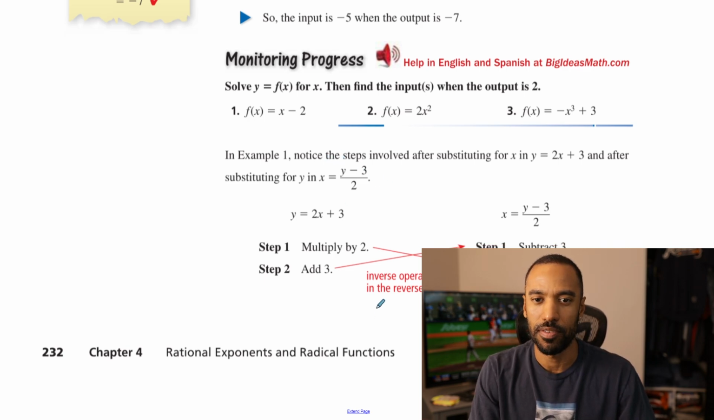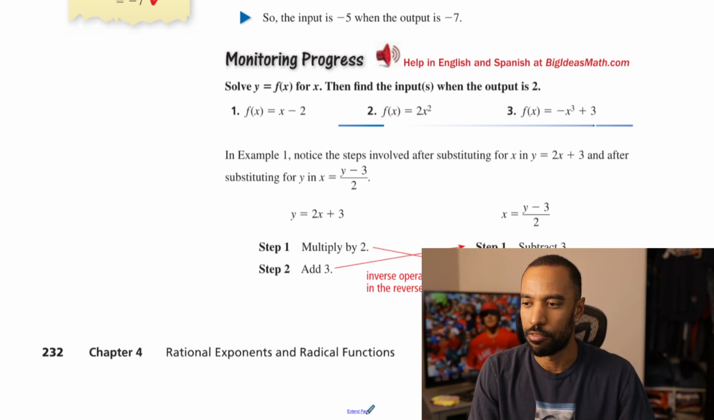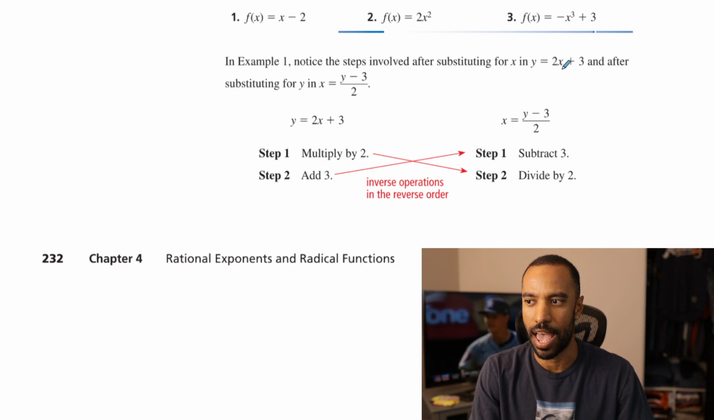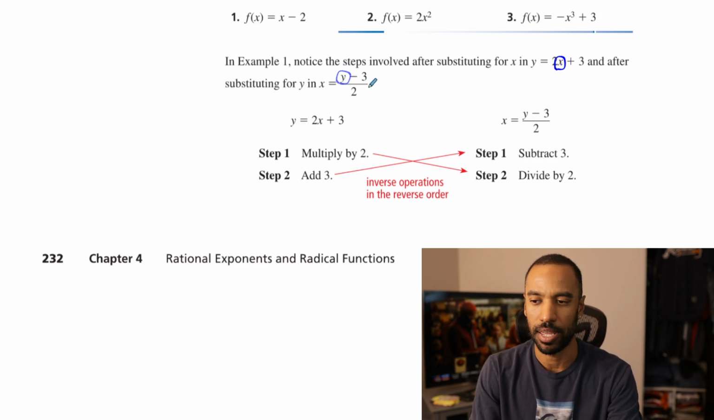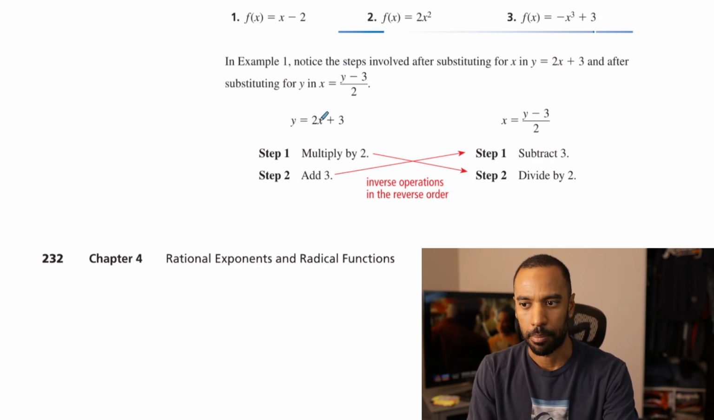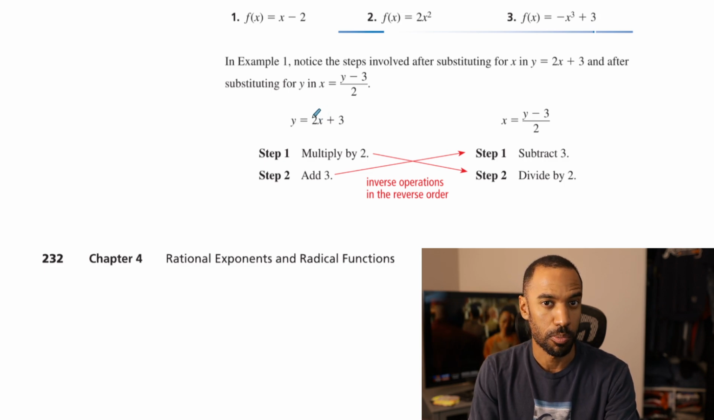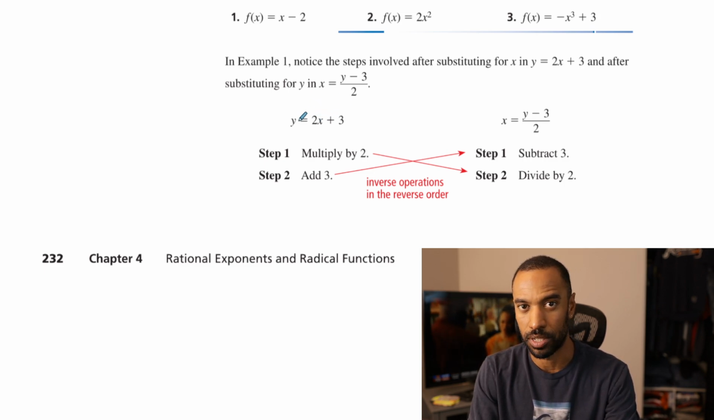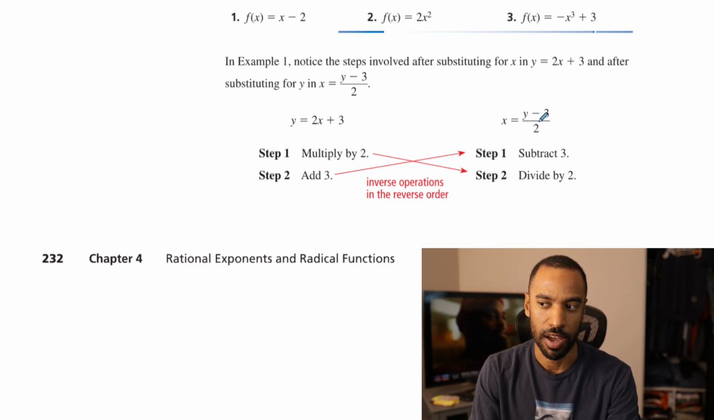Now, notice in that previous example, the steps involved after substituting for x here to solve for y, and substituting for y here to solve for x. Notice what's happening to make that happen. When you plug in a number for x, you first multiply it by 2, then you add 3 afterward to get the y value. To get x from y, you first subtract 3, and then you divide by 2.